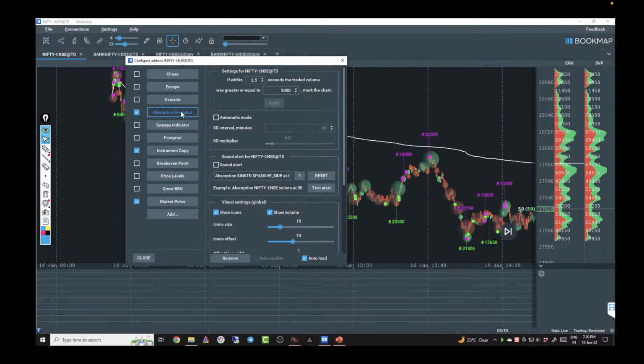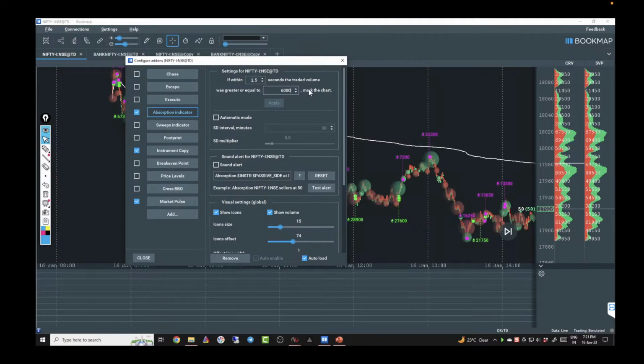Just a moment. If you visit the absorption indicator, right now I have enabled it. It is a condition where within 2.5 seconds, which is the default setting, I haven't changed anything here, 5,000 quantities got executed. This is a manual number that I have placed. For example, I can change it to 6,000. So the software considers the price level where within 2.5 seconds 6,000 quantities got executed as an absorption.